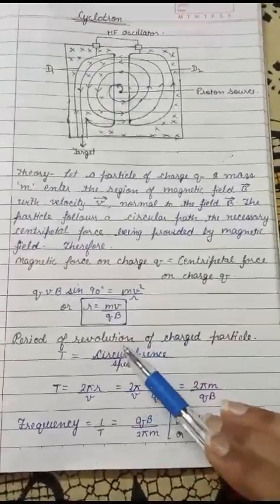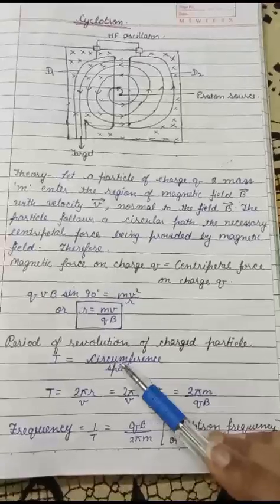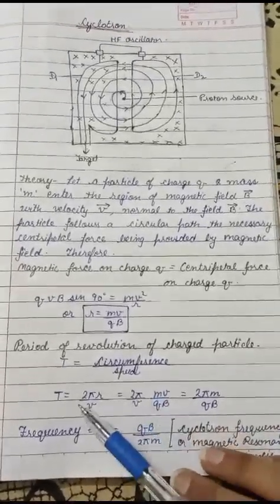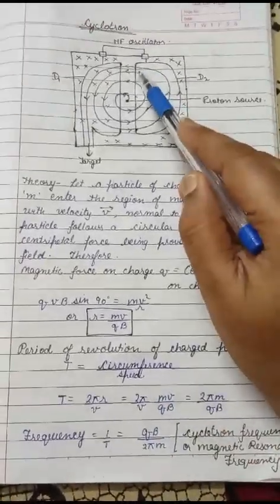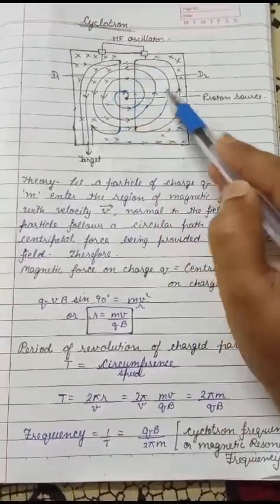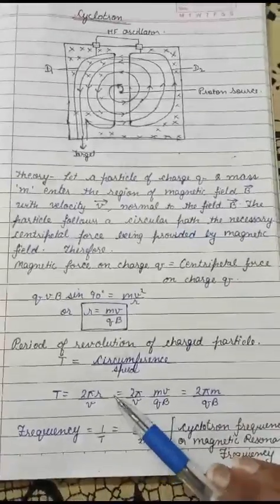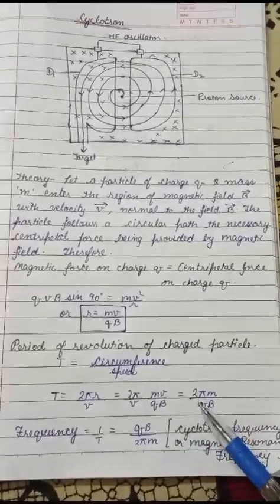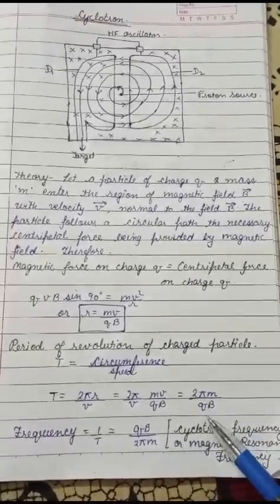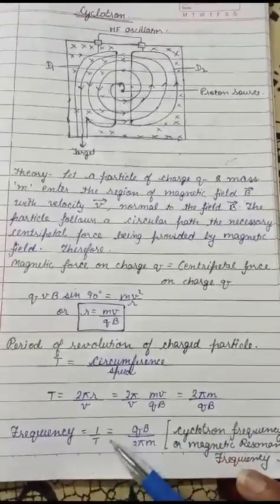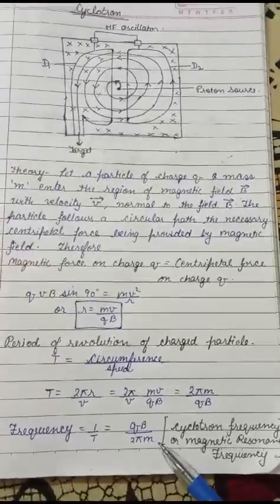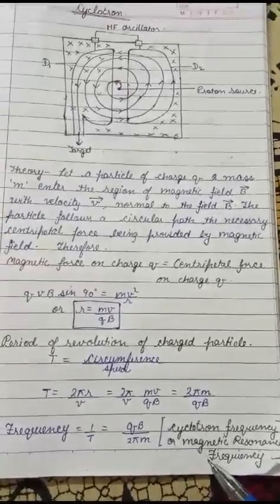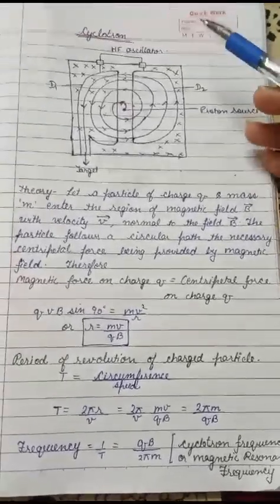Now the period of revolution of the charged particle is equal to circumference upon speed, the circumference of these D's. So it is 2 pi r by velocity v. When you equate this, it will be equal to 2 pi m upon qB. Now frequency is 1 upon time period, so it will be qB upon 2 pi m, and this frequency is called the cyclotron frequency or magnetic resonance frequency. So this was about the theory.